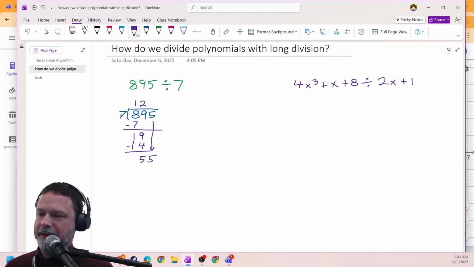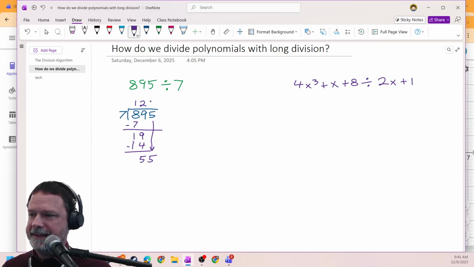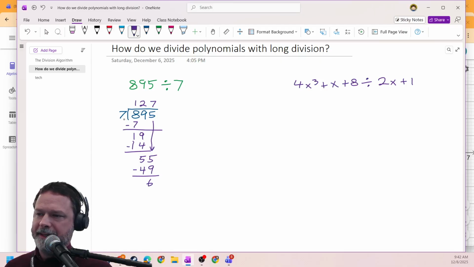And then, how many times can 7 go into 55? I think it's 7 times. 8 would be 56, which would be too big. 7 times 7 is 49. Subtract that, we get 6. That's perfect. Again, it's less than the 7 I'm dividing by. And so we can say that 6 is a remainder of 6.